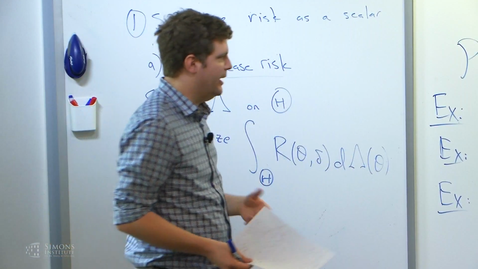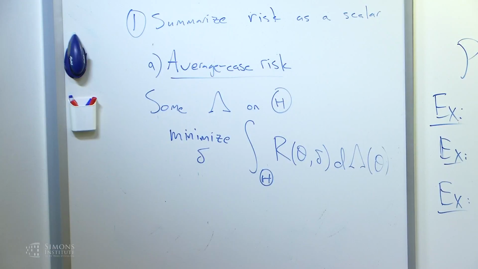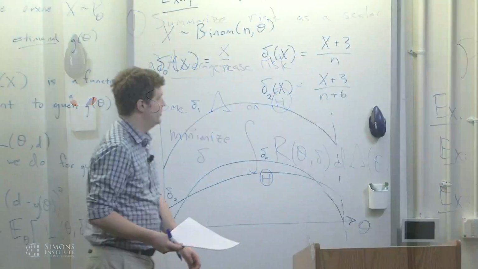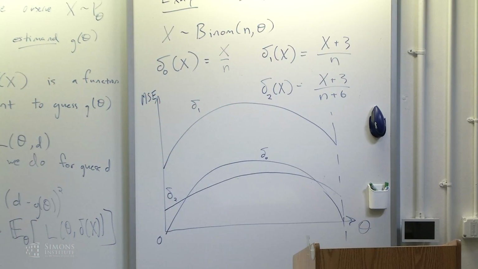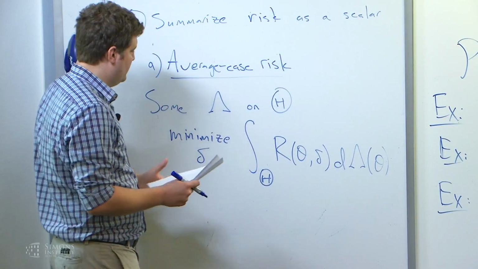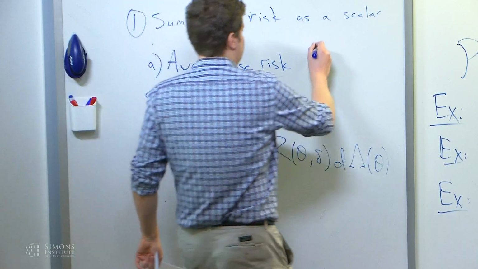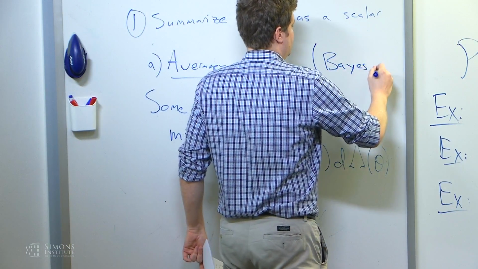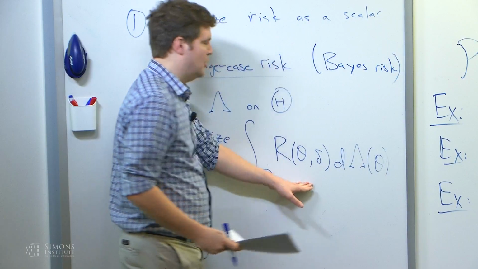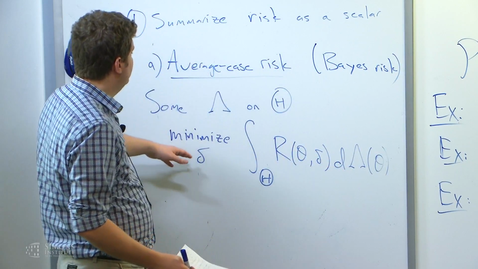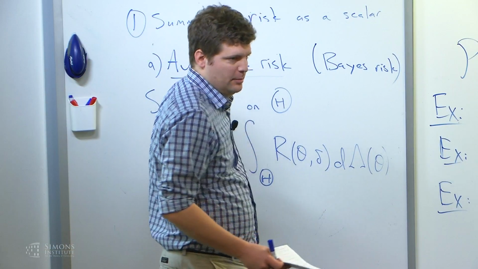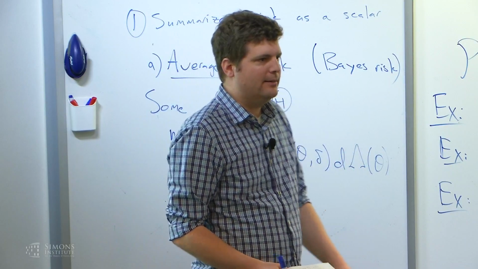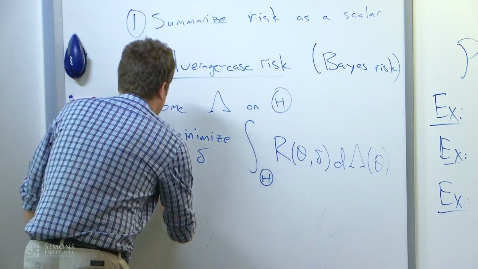The simplest one to take there would be just the uniform distribution from 0 to 1. If we did that, I think we would get (x+1)/(n+2), and that would be the best estimator in that sense. This risk is called the Bayes risk for the prior lambda, and the actual estimator that minimizes it is the Bayes estimator. I'll talk in more depth about Bayes in a moment, but let's move on.